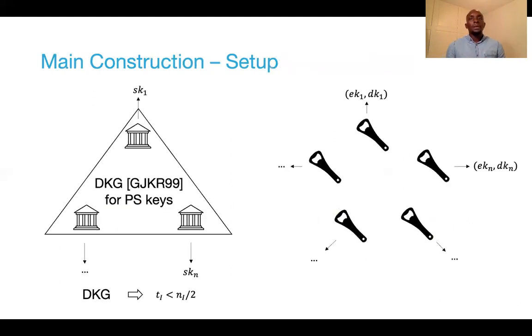Given these definitions, now the main construction of the paper can be described. During setup, the issuers run the distributed key generation protocol for discrete log keys due to Gennaro, Jarecki, Krawczyk, and Rabin to generate keys for the Pointcheval-Sanders signature scheme. The fact that the scheme uses this protocol directly implies that less than half of the issuers can ever be corrupt, as the DKG protocol can be robust only under this condition. As for the openers, they separately generate pairs of keys for the ElGamal encryption scheme.